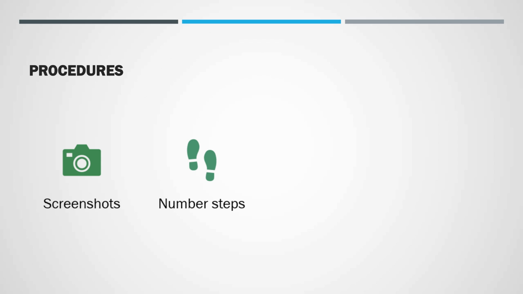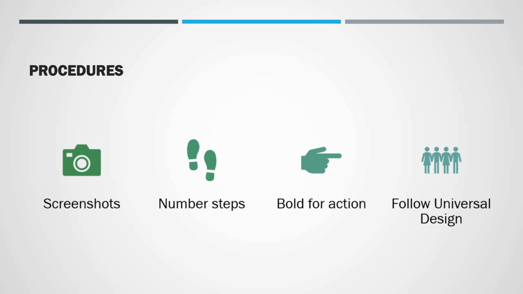Keep each step as brief as possible and strive to reduce the number of steps in the process. After each step, state the result the user should expect to see or experience. This format makes it easier for the end user to know when the step completes correctly. Use bold to indicate a user action. For example, select the Close button. Close would be bolded.